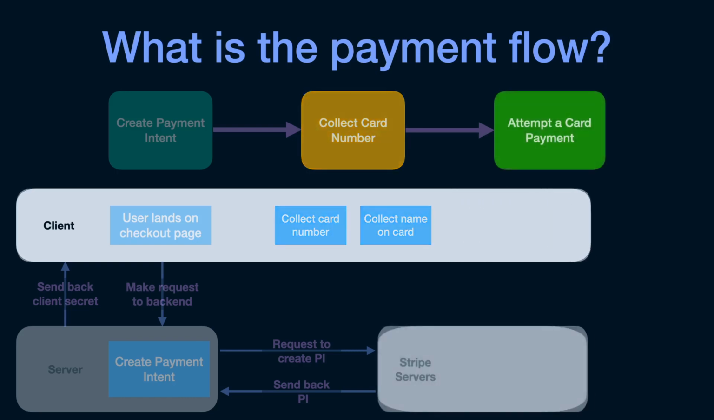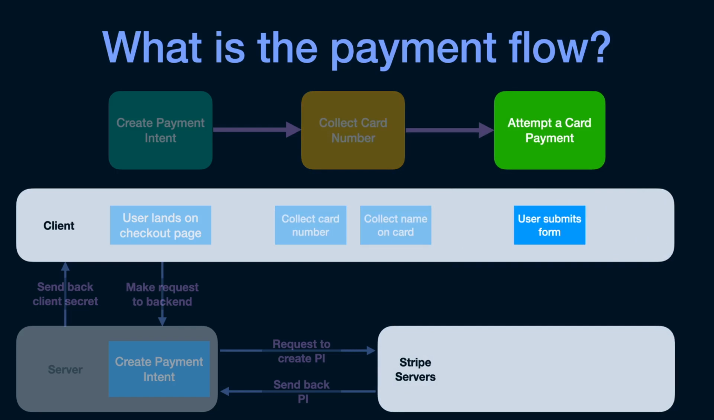Now, the last step is we're going to attempt to charge that card. So we're going to attempt to make a card payment. This will happen when the user submits the form. So the user is going to give us his name and his card number, and he's going to submit the form. Nice.